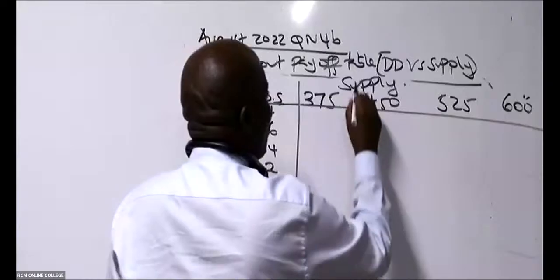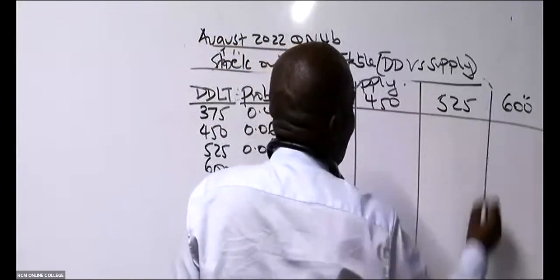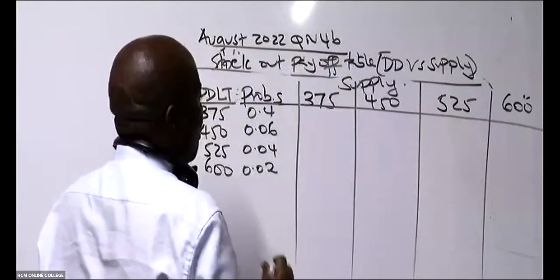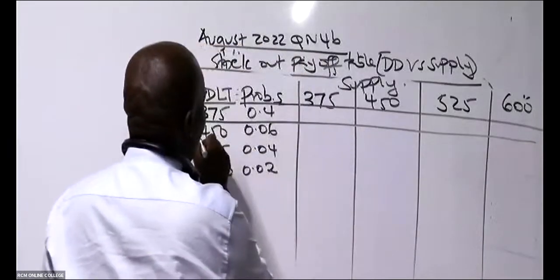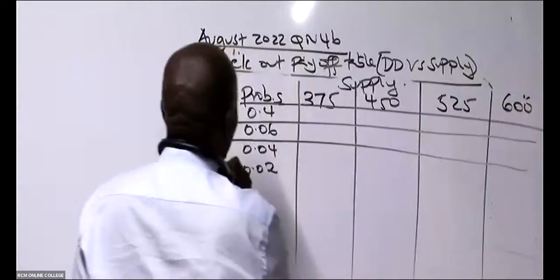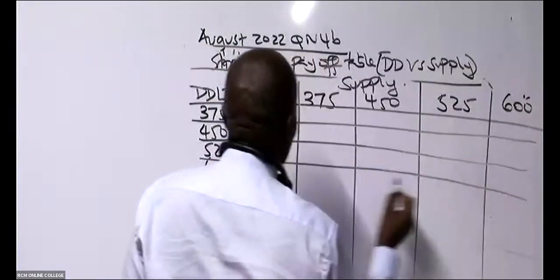Do a good stock out table. You guys are lucky because your books have these lines. You don't have to draw them.